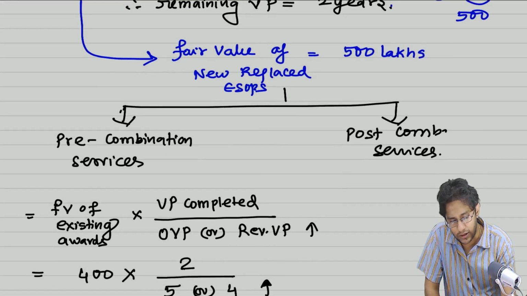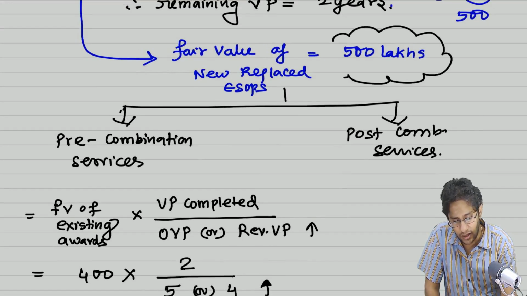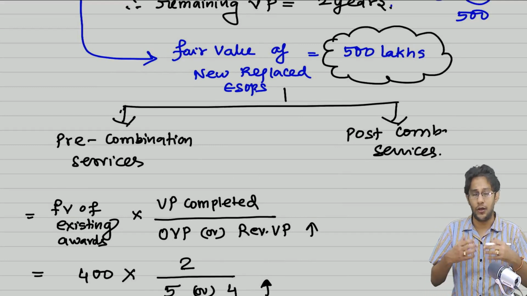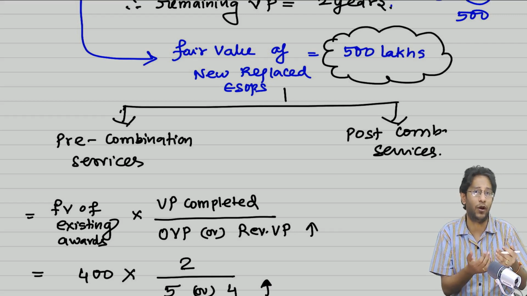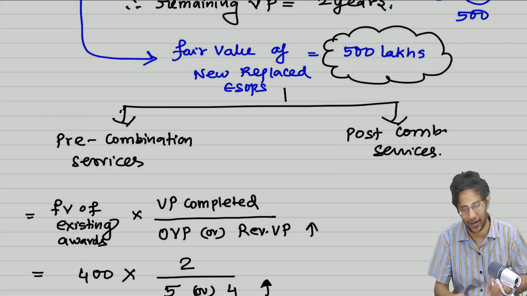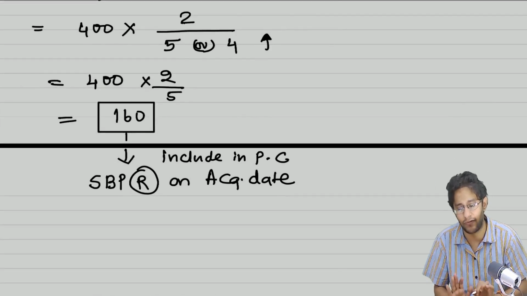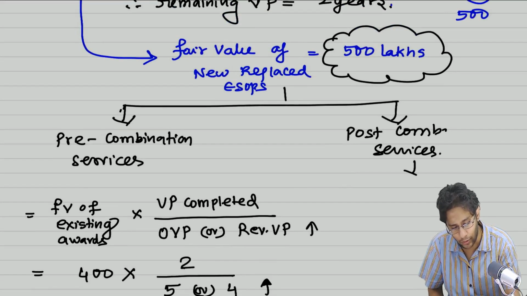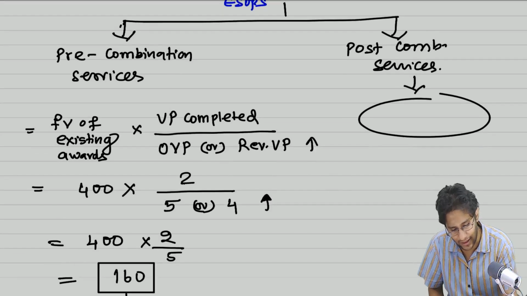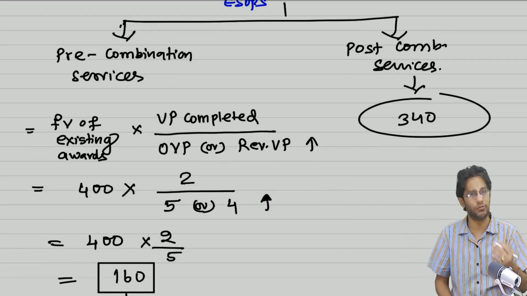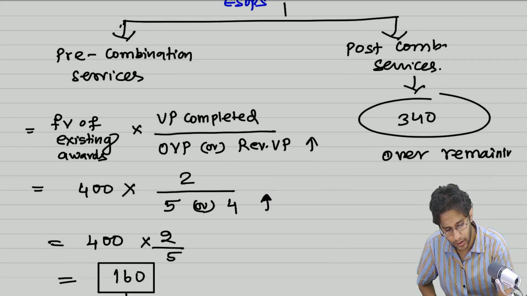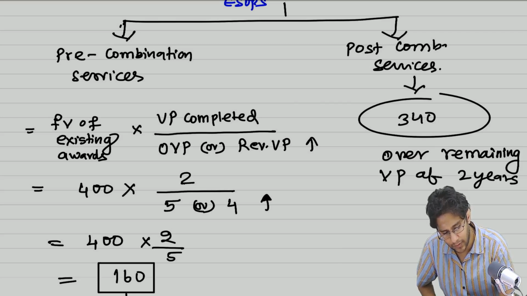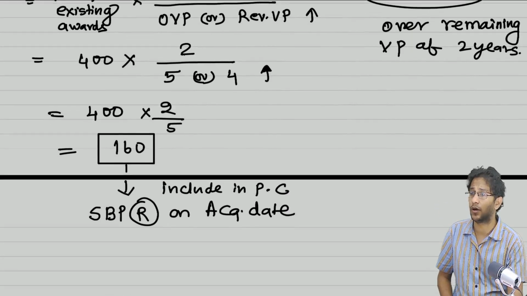But the entire new ESOPs' fair value is 500 lakhs. What you have to understand is, the total SBP reserve is 500 lakhs. Out of that, for the services that the employees have already given till now, right away we will create an SBP reserve of 160. The remaining amount, which is 340, we will create over the remaining vesting period of 2 years. So this is how you have to do it.